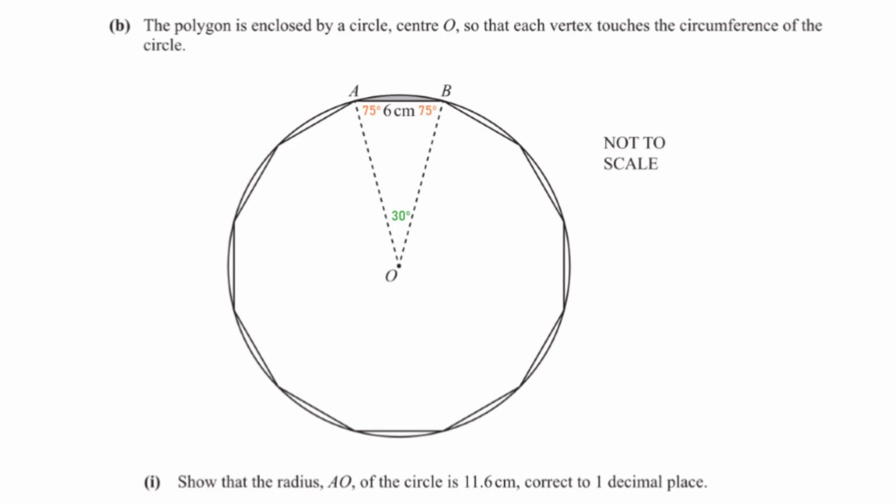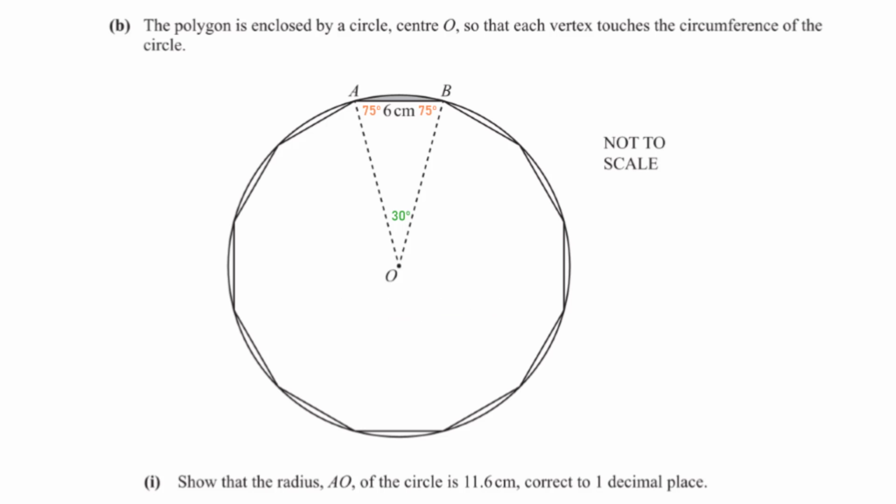OA and OB are equal, so triangle OAB is isosceles. Base angles in an isosceles triangle are equal. So to get angle AOB, we subtract 2 times 75 degrees from 180 degrees, which gives us 30 degrees.